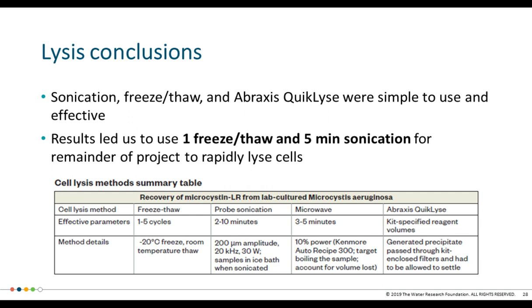Our conclusions from this first part of the study were that sonication, freeze-thaw, and Abraxas QuickLyse were all simple to use and effective. And the results we pulled from this were that we wanted to move forward using 1 freeze-thaw cycle and 5-minute sonication for the remainder of the project. This allowed us to rapidly lyse the cells. And we've summarized the results of this in a summary table that will also be part of the guidance document for this project.